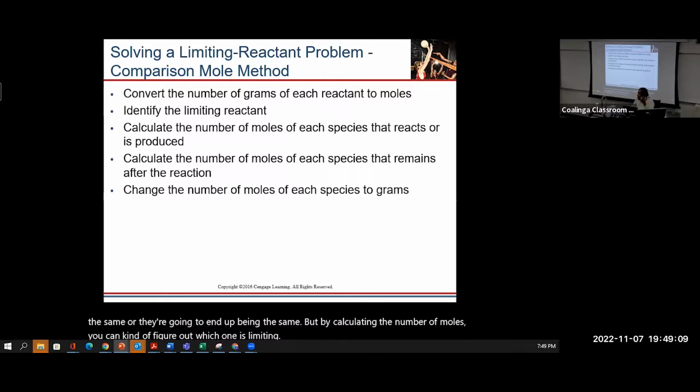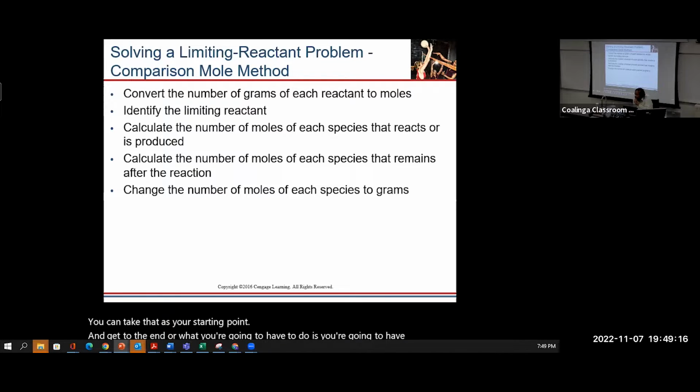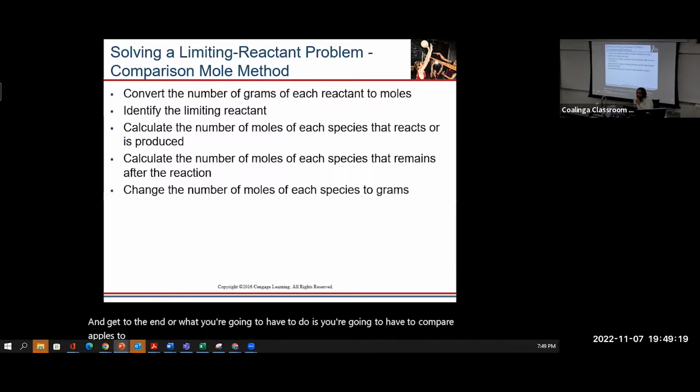You can take that as your starting point and get to the end, or what you're going to have to do is compare apples to apples. What do I mean by comparing apples to apples? If I have the moles of carbon and the moles of oxygen, I can compare them to each other by converting the other one to how much I would produce, or how much I would need to produce our product. Okay, so let me give you an example.